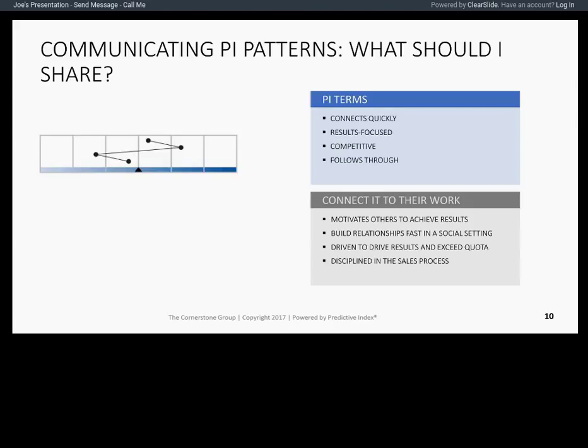In this case, we have a traditional sales, persuasive type of pattern. What PI tells us is this is a quick connector, results focused, competitive, and good with follow-through. But how do I turn that into something that's meaningful for those they're working with?